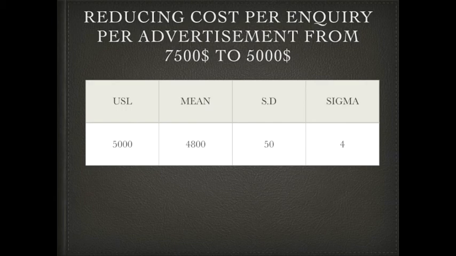Now, looking at the difference between the upper specification limit and the mean, the difference is 200. In this 200, how many standard deviations can be accommodated? 4 standard deviations can be accommodated. In 200, we can accommodate 4 50s. 4 sigmas can be accommodated, so this is a 4 sigma process. Still, this process has to be improved by reducing variation and reducing the mean so that we can increase the sigma level to 6 sigma level.